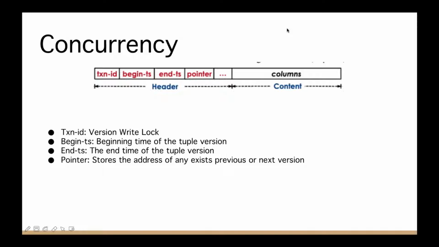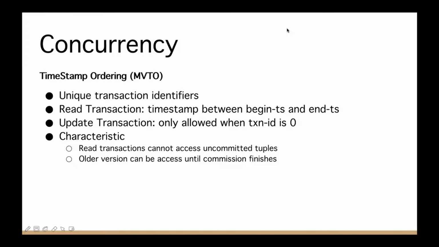We will introduce 3 main control protocols for concurrency control. The first one is timestamp ordering. It uses unique transaction identifiers to pre-compute the serialization order of the transactions. For a read transaction, if the timestamp is between the begin TS and the end TS, it will be executed, otherwise it will abort. And a write transaction is only allowed when the tuple is not locked. Therefore, a read transaction can read the previous version of the tuple, and the write transaction can execute at the same time.